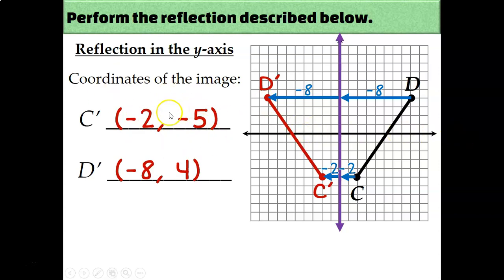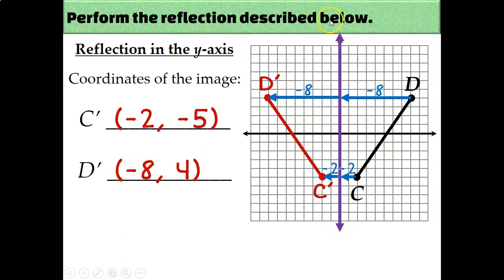These are the coordinates of the image. If we had written the coordinates of the pre-image, you would see that they're the exact same numbers, except the x values have opposite signs. C is the point +2, -5, and C' was the point -2, -5. D is the point +8, +4, and D' was the point -8, +4.